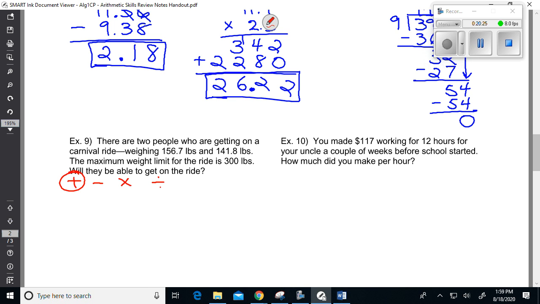So we're going to add 156.7 and 141.8. And hopefully, this number doesn't go over 300. If it does, then they can't get on this ride.